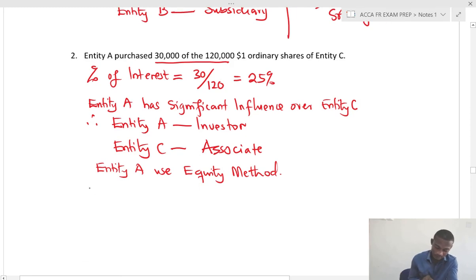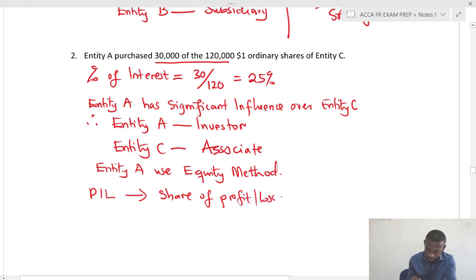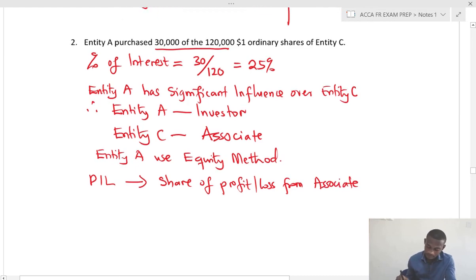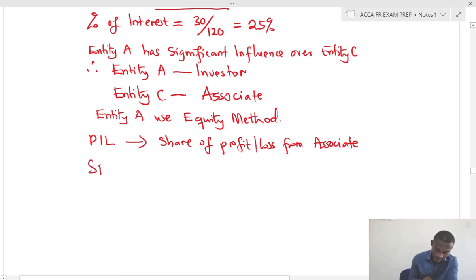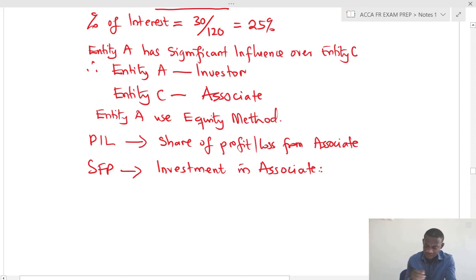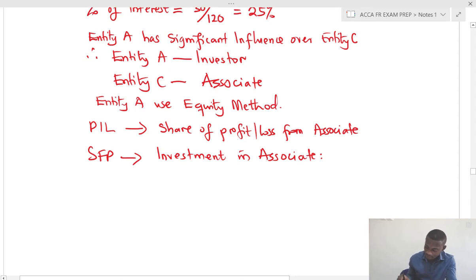So in the P&L, entity A will show the share of profit or loss from associate, in this case entity C. In the financial position statement, entity A would account for investment in associate. This investment in associate, we calculate it as follows.